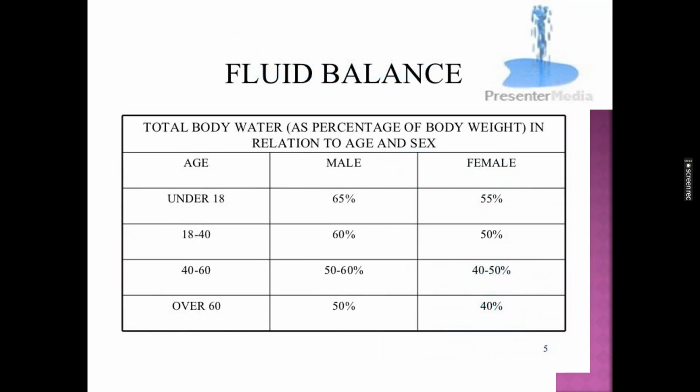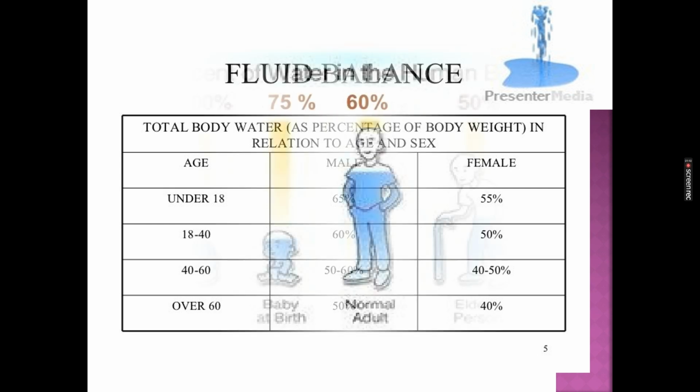So if we see the fluid balance in male and female, if we compare under 18 years of age, it is 65% in males and 55% in females. In 18 to 40, 60% in males and 50% in females, and 40 to 60 years, 50 to 60% in males and 40 to 50% in females, and over 60, 50% in males and 40% in females.